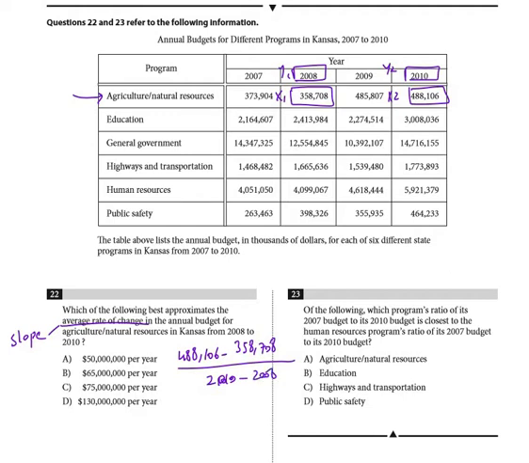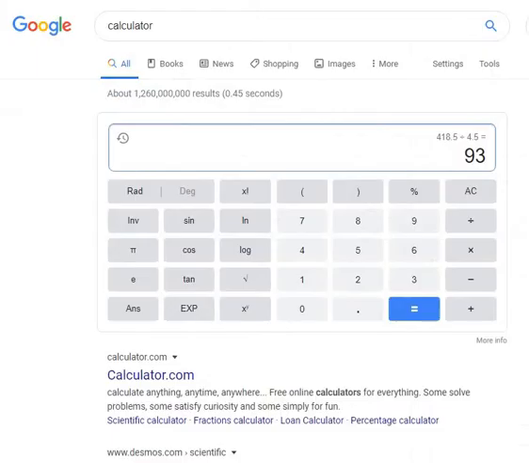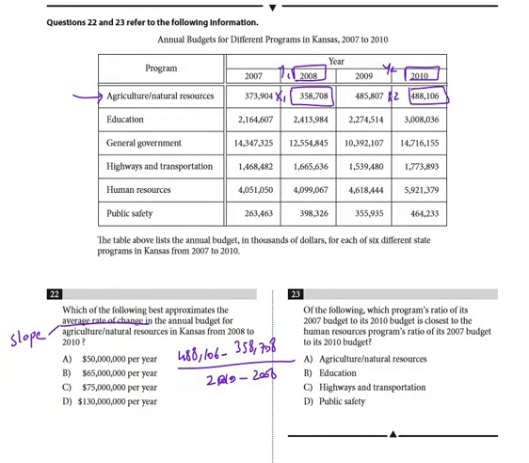So let's use the calculator here. You're going to go to your calculator, you're going to type 488,106 minus 358,708 divided by 2010 minus 2008, which is 2. So we're going to obtain 64,699, which is almost 65,000. Now on to question number 23.